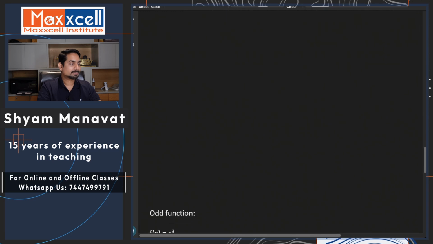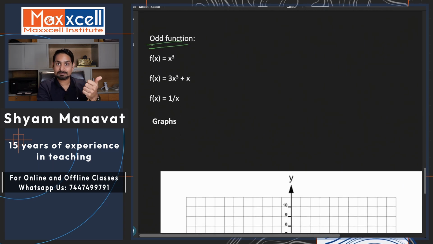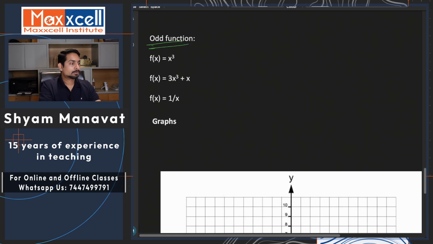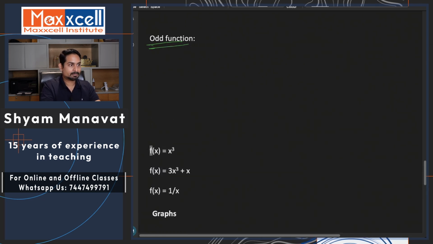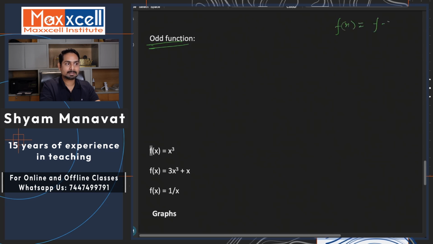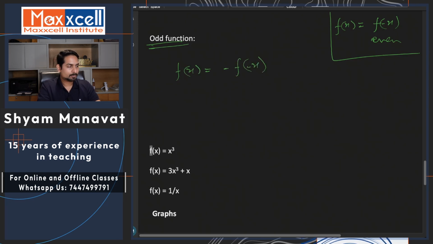Similarly, we have another type of function, that is the odd function. Even function, odd function. So here what will happen? For an even function, you remember what we have done? If f of x equal to f of minus x, then that is an even function. Correct? For an odd function, we say f of x equal to minus of f of minus x. You know what does it mean?